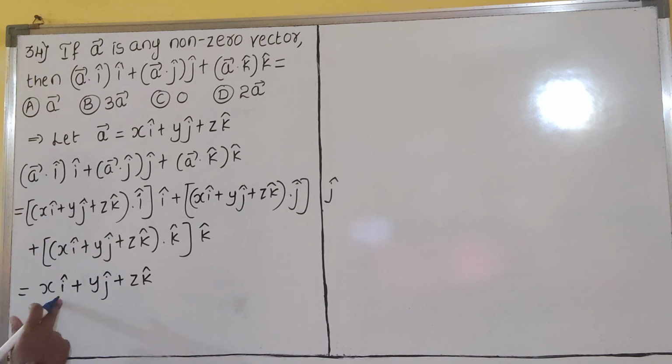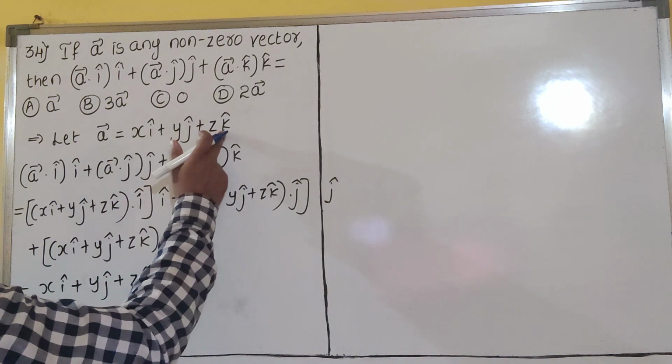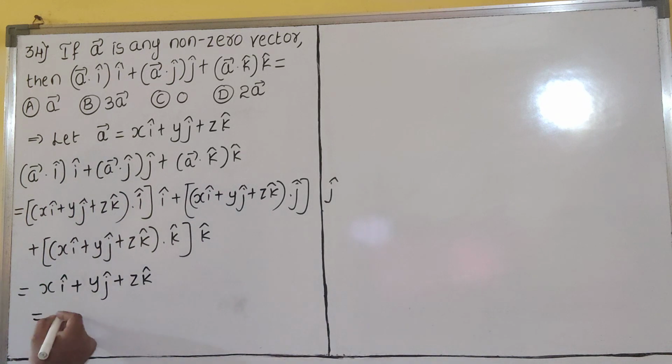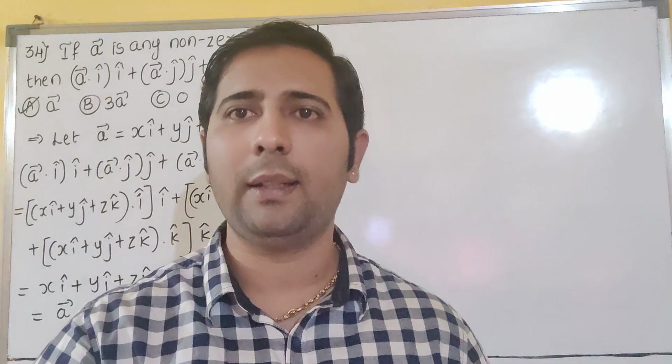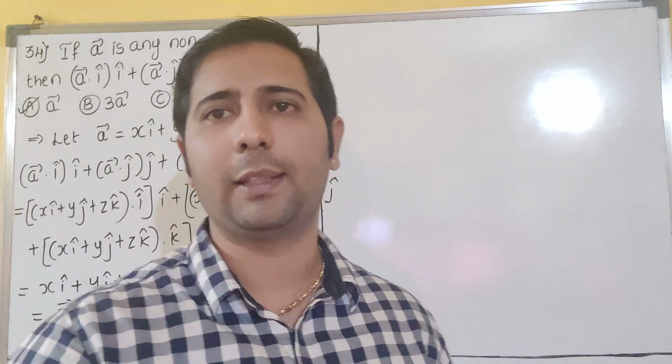So what is this, dear students? x I cap, y j cap plus z k cap. Is this not vector A? So this is our required answer, which will match with option A, dear students. I hope it is clear. So we'll go for the next question. Please copy this one.